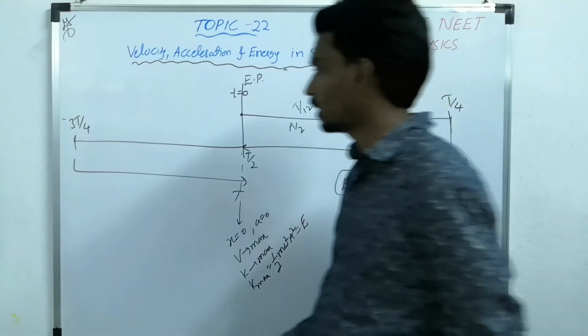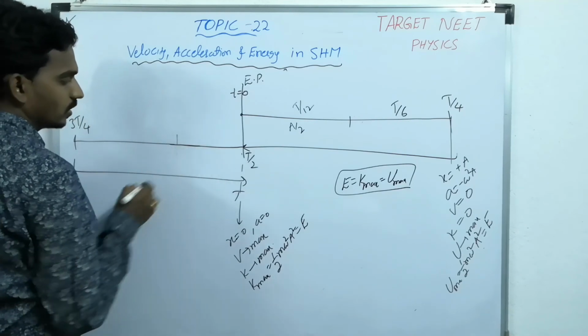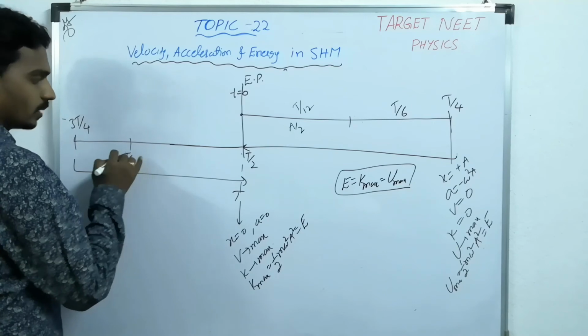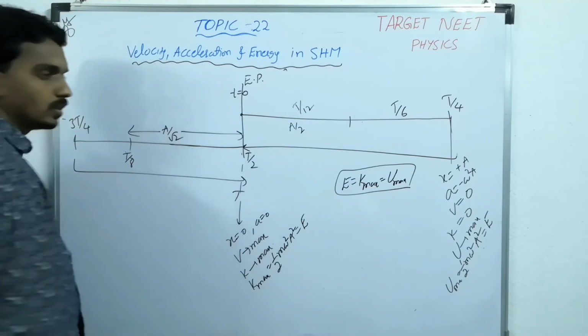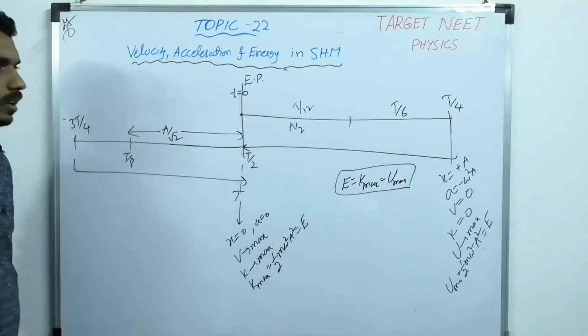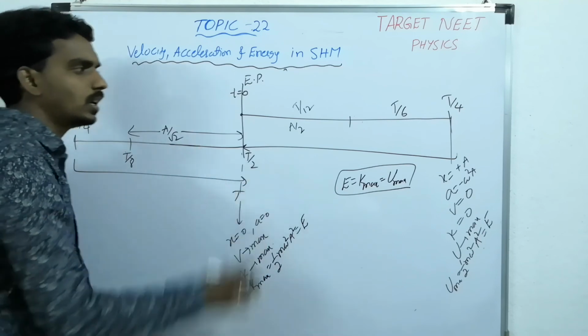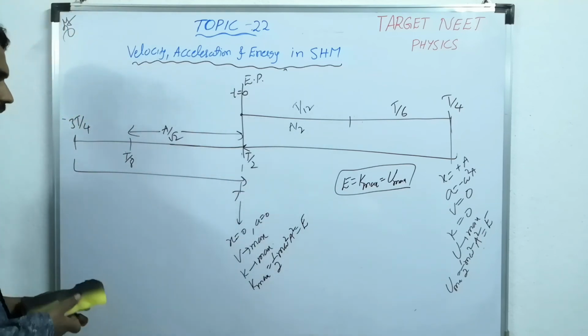Also one more thing I will tell you: after a time of T by 8, how much displacement will it cover? A by root 2. That is also one thing you can remember. So this is all about the time period, the velocity, the displacement, and the energy of a particle in SHM.